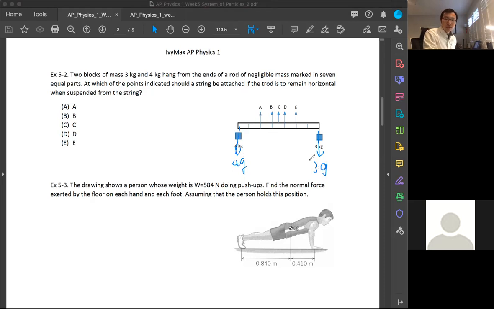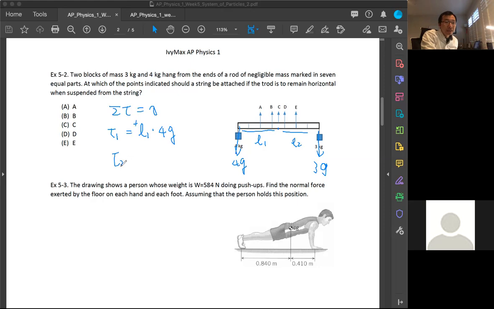Okay, 3G. All right, so we need to find a point. Let's say some point here, right? So we have an L1 and we have an L2. So the net torque must be 0. The first torque from the left, torque 1, should be L1 times 4G. 4G is the weight of that block, right? And this one gives you the counterclockwise rotation, so that should be positive, right?